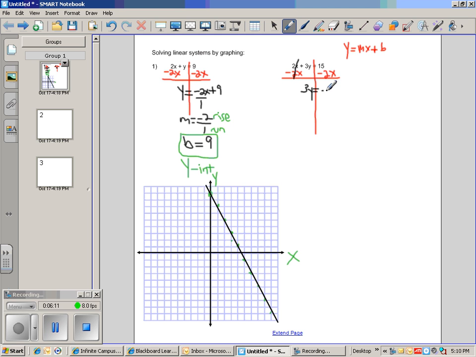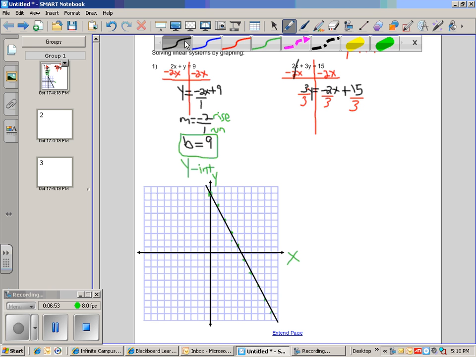Rewriting this now, I like to write the negative 2x first, and then the plus 15 will follow after that. Again, these are not like terms, so I cannot add them together. Now we're ready to get y all by itself. And this 3 right now is actually attached to the y by multiplication. So the inverse operation of multiplication is division. I like to divide every single item by 3, and I purposely write it in this manner. You'll see why in just a second.